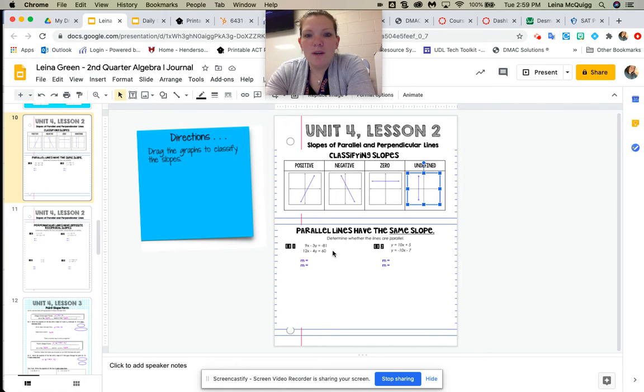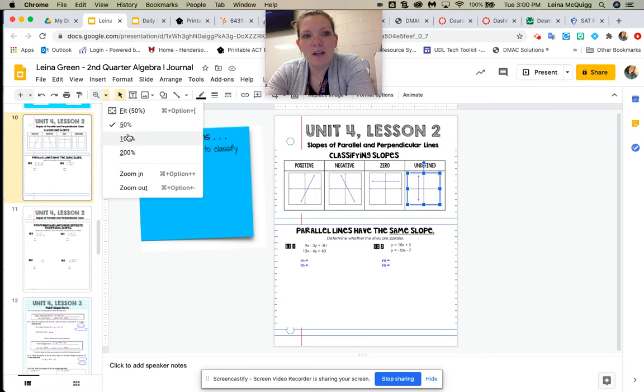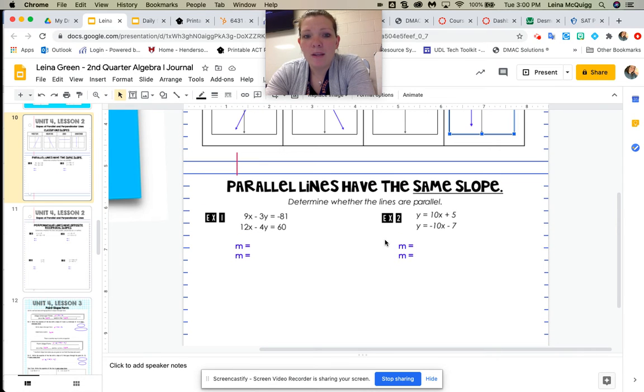All right, so here we go. We did some discovery on Wednesday, so hopefully you did that assignment and you turned it in. It's going to be a grade also. So we should have noticed on Wednesday when we did the will they meet part of the assignment that parallel lines will have the same slope. So on these examples here, we have a couple of equations, and to determine if they're parallel, I need to figure out, do they have the same slope?